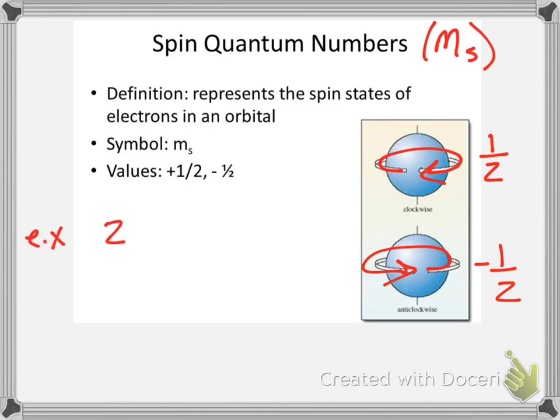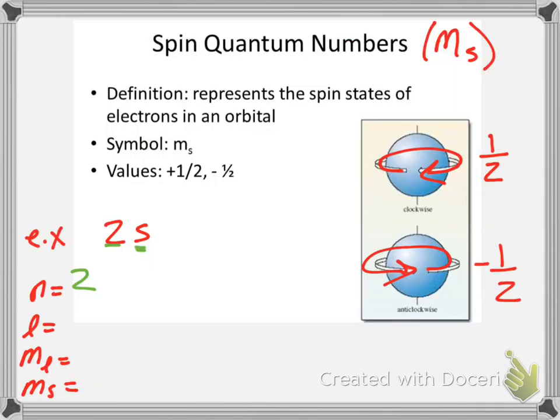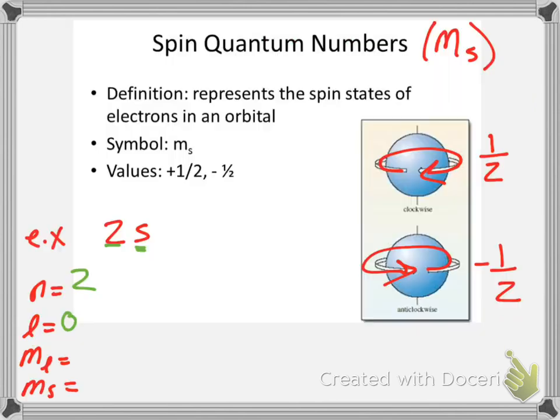2s. Can you give me the n, the l, the m sub l, and the m sub s? All right, let's start with the n. Remember, the n is this big number, so 2. The l, you look at the s. What's the l for s? Let's go back to the notes. Look here, what's the l for s? It's 0. So this is 0. If l is 0, what's m sub l? Also, it's going to be 0. And m sub s is 1/2 or minus 1/2.